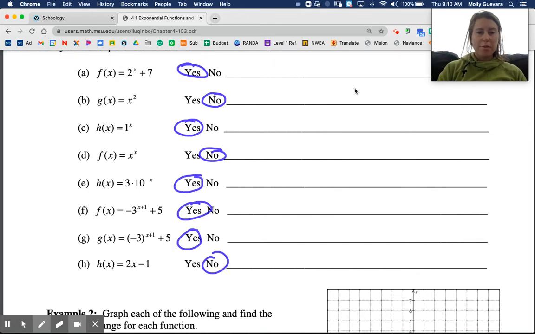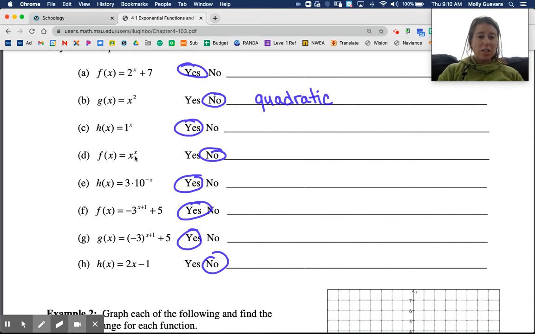Okay, here I've gone through, check your answers here. Notice that anytime I have an x in the exponent, it is an exponential function. The x cannot be in the base. Like here on B, see how it's x squared? The x is a base, not an exponent. So this is not, and this is actually a quadratic. That's a quadratic function instead, right? Because x squared makes a parabola.